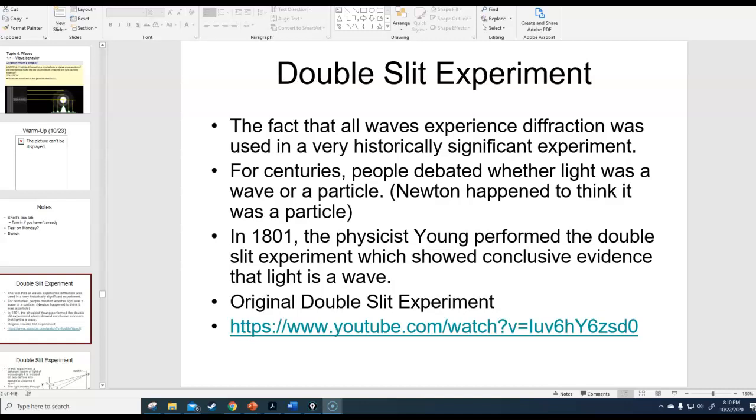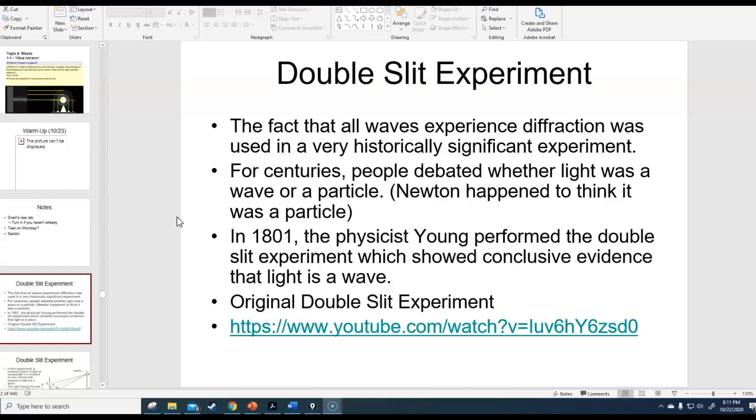This is something that had been debated for hundreds of years, even going back to the time of Newton. Is light made of particles or is light a wave? Isaac Newton happened to think light was made of particles, and because he's Newton, a lot of people went along with that, since he's a super genius in physics. But in the early 1800s, Young did this experiment, and it was a really interesting way to confirm that light is a wave.